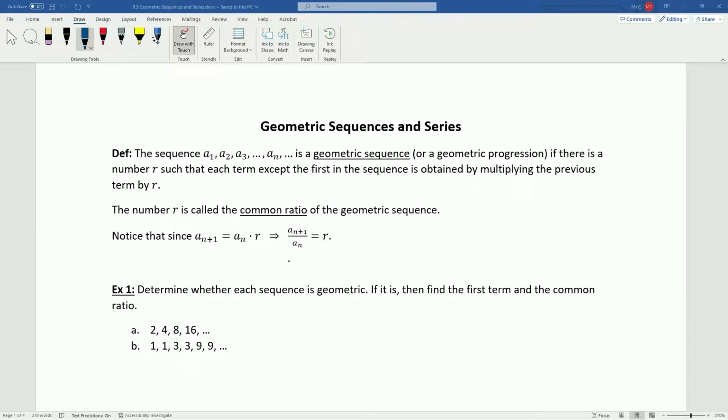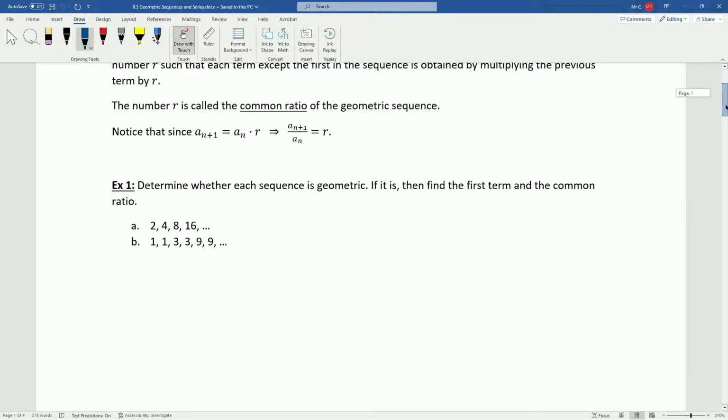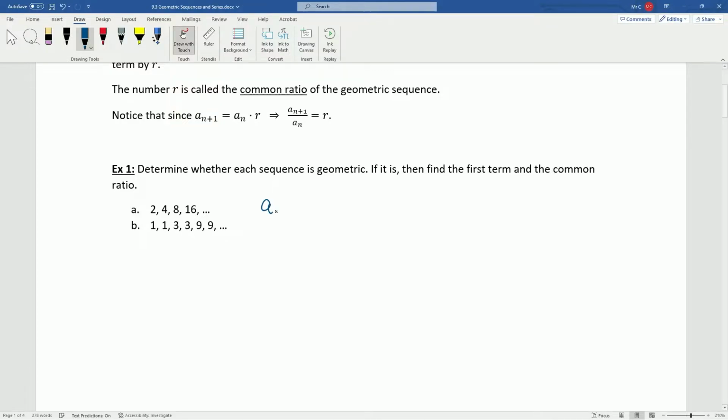So let's take a look at this example. Determine whether each sequence is geometric. If it is, then find the first term and the common ratio. So for A here, well, let's take a2 divided by a1. That's 4 divided by 2. That's 2. Done. All right, that's the first one. So a3 divided by a2, what do we get there? It's 8 divided by 4. That's 2. So far, so good.